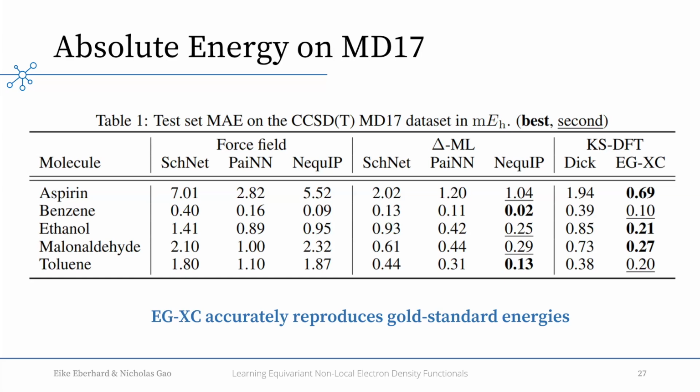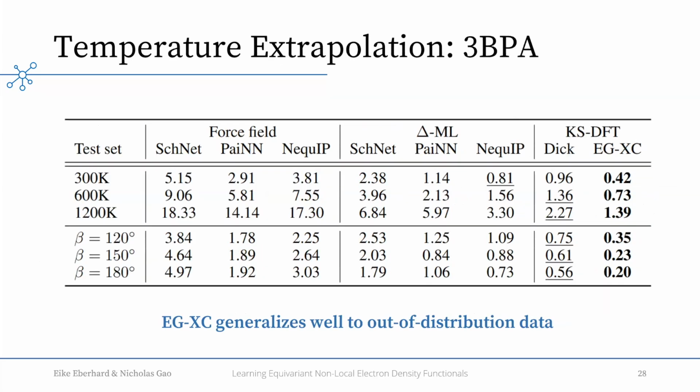So then after checking that we can reproduce these gold standard calculations, we tried to extrapolate to different temperatures. We have this molecule, 3-BPA, which is just one set of molecular dynamics trajectories at different temperatures. What we do is train on 300 Kelvin, and then use the obtained model to evaluate on all the remaining ones. And here you see the mean relative absolute error, which is relevant for forces in the context of physics and molecular dynamics simulations.